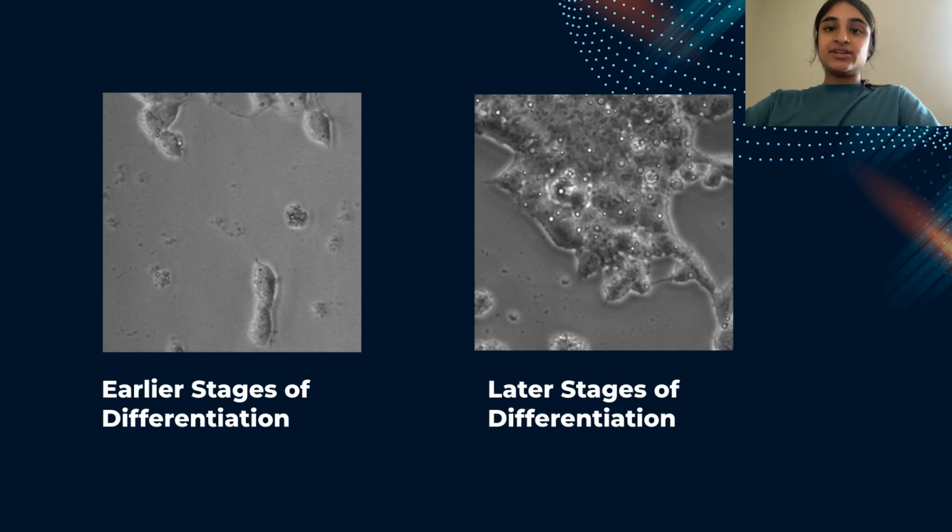So the dataset that I used consisted of 972 images of cancerous stem cells that were taken from a publicly available Kaggle dataset. Each image was labeled based on whether it represented an earlier or later stage of differentiation, and that served as the binary classification label.